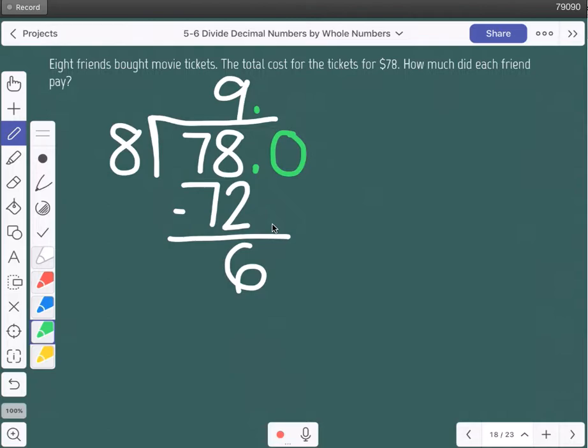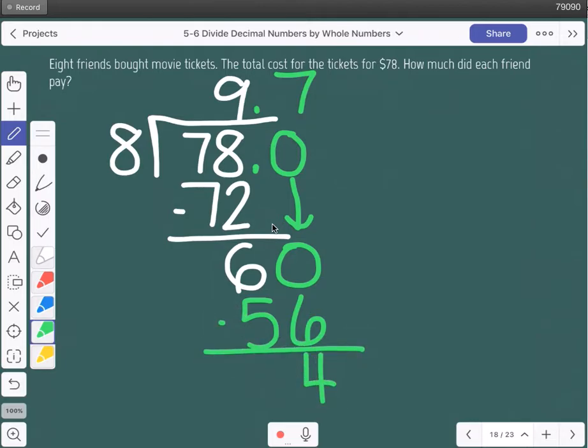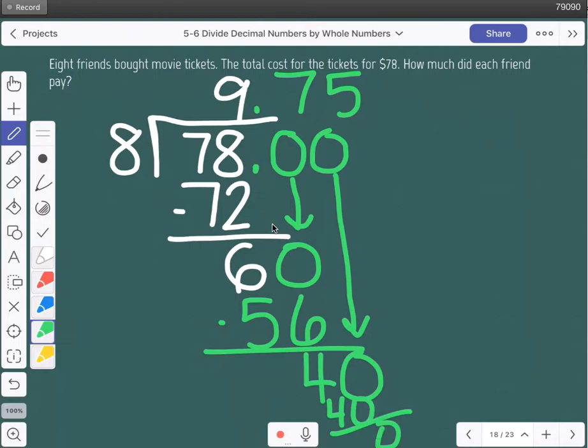And now I'll ask myself, how many 8s fit into 60? And 8 goes into 60. 5 times would be 40. 6 times would be 48, so 7 times. And that's 56. But I still have money down here. So I'm going to add yet another 0. Bring it down. And 8 goes into 40 5 times, which gives me a remainder of 0.